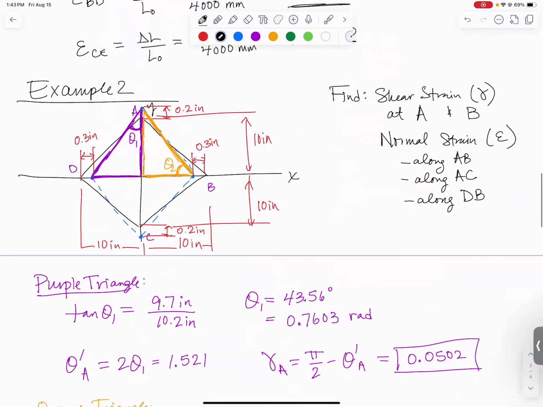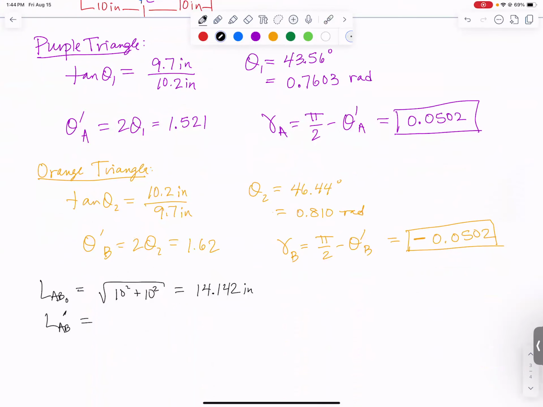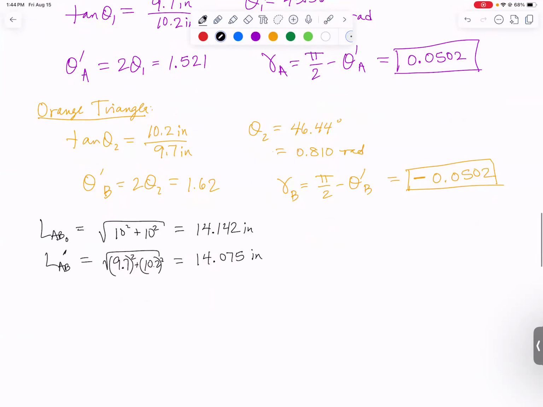And then the final length of AB. Oh, we can do that. That's the orange triangle. So I need this side 9.7 and this side 10.2. So here's the final length of AB, square root of 9.7 squared plus 10.2 squared. That is a slightly different number, 14.075 inches. Notice how I kept a lot more than 3 sig figs on those. I'm going to subtract them, and so all of these digits out here just disappear when you subtract them. Since the length change is so small, you need a lot of decimals. In fact, I probably should keep a couple more decimals than I did in my calculator.